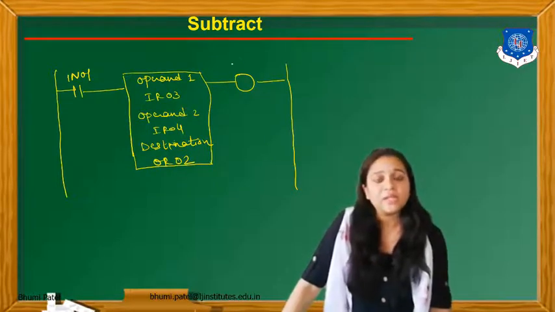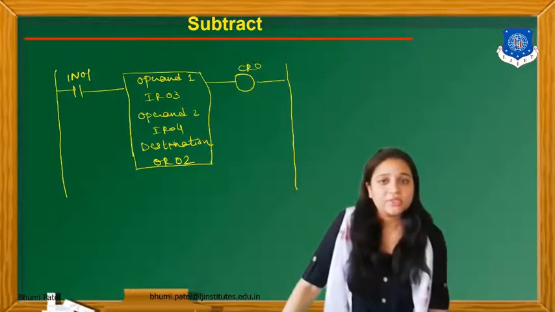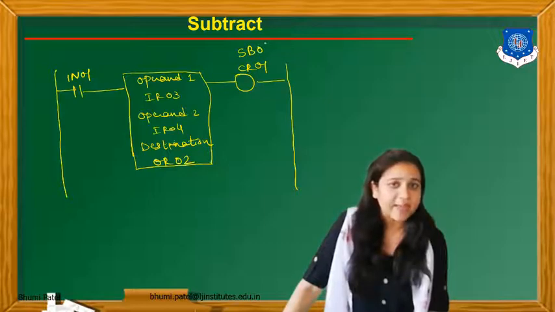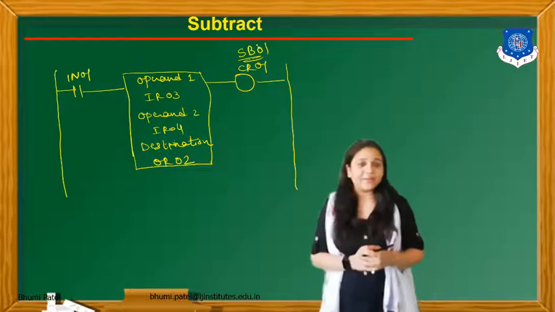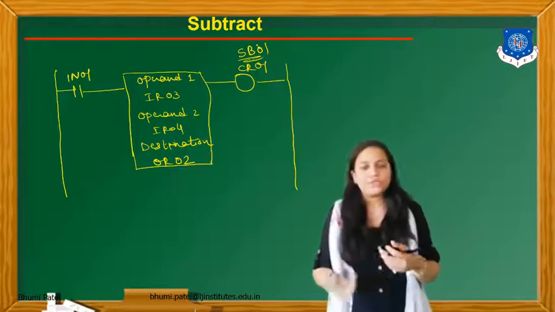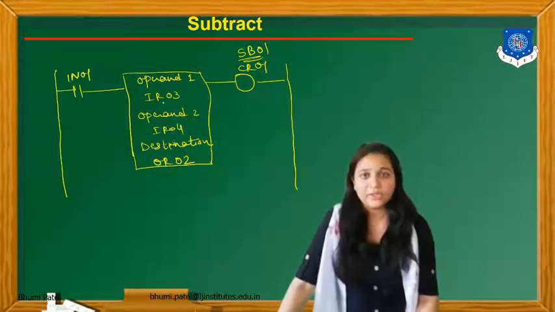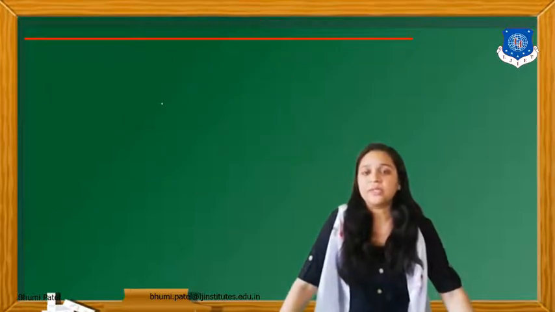What is the command for the subtraction? This is my output coil name, and the command for the subtraction is SB. So if we want to subtract two numbers, we have to write the command SB 0102, whatever you have to write. So this is the subtraction for PLC programming.